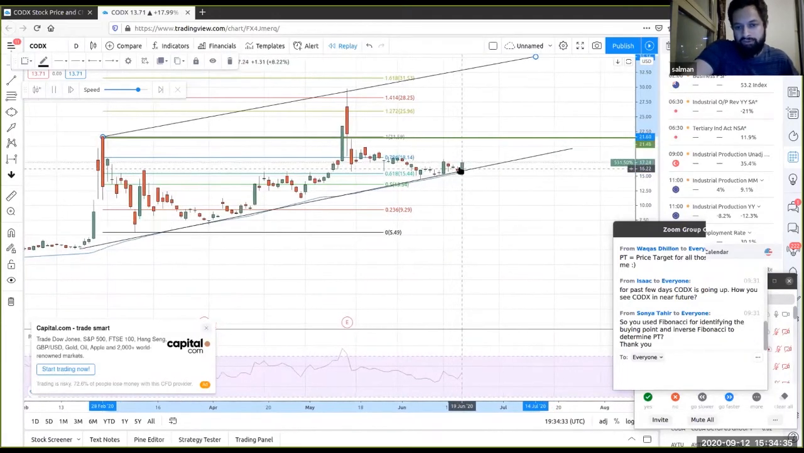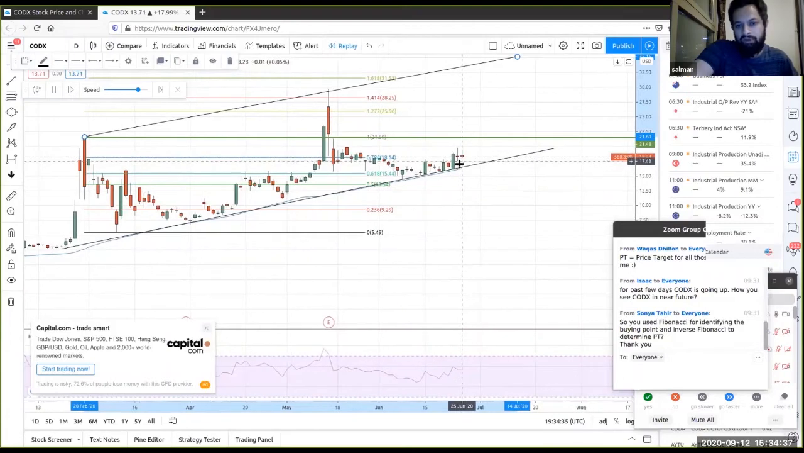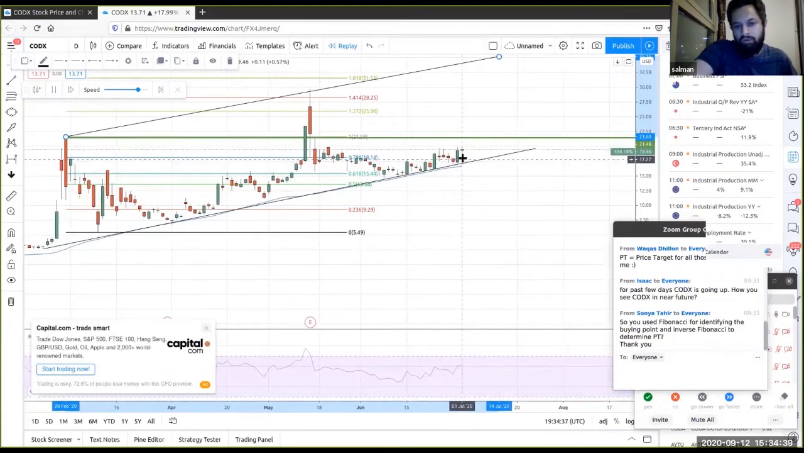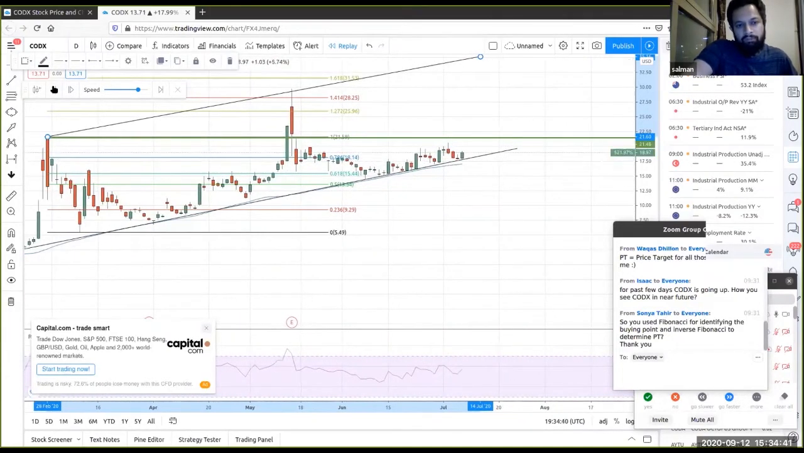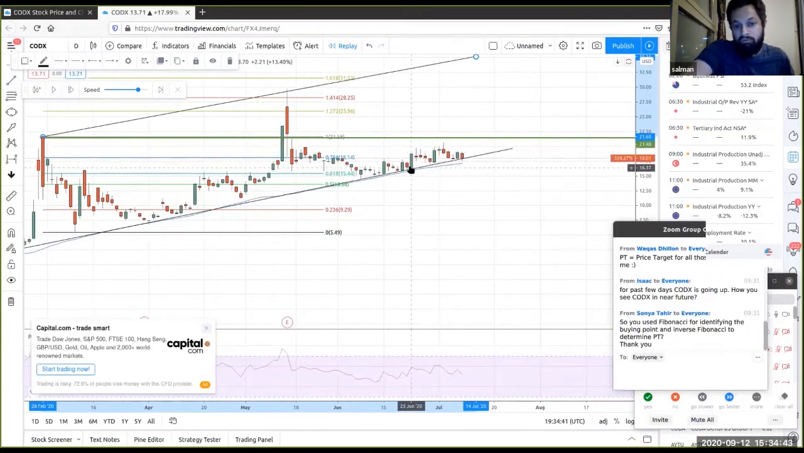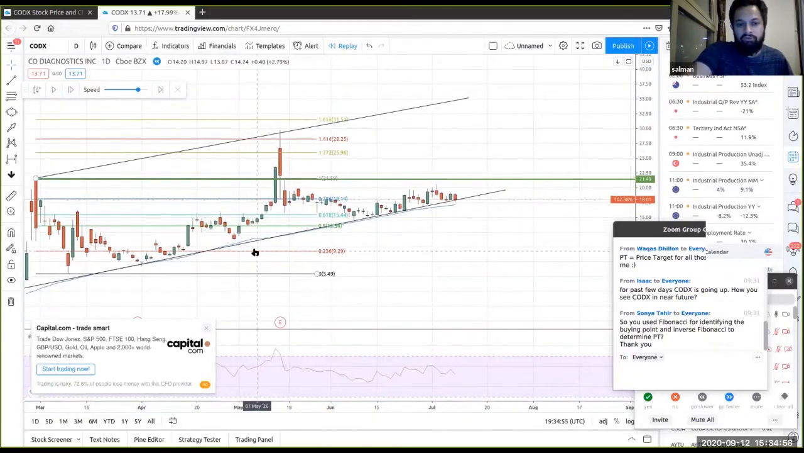There is a correction, again up. There is a correction, again up. So this is how we know that this trend line is valid, because every time the price goes back to the trend line, it goes up immediately. So it means that this is a valid trend line, and also that the stock is still bullish. Let me draw the Fibonacci here and show you.